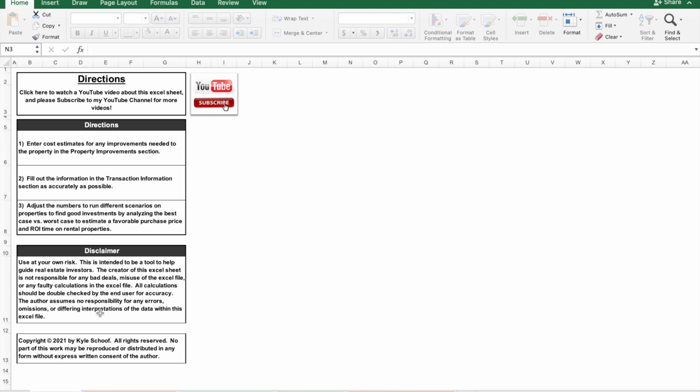Hey, what's up, everybody? So today I wanted to share this Excel calculator that I built that analyzes rental properties.